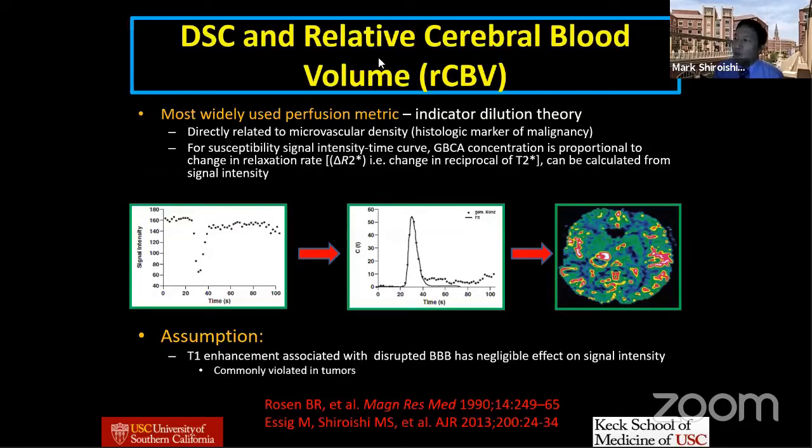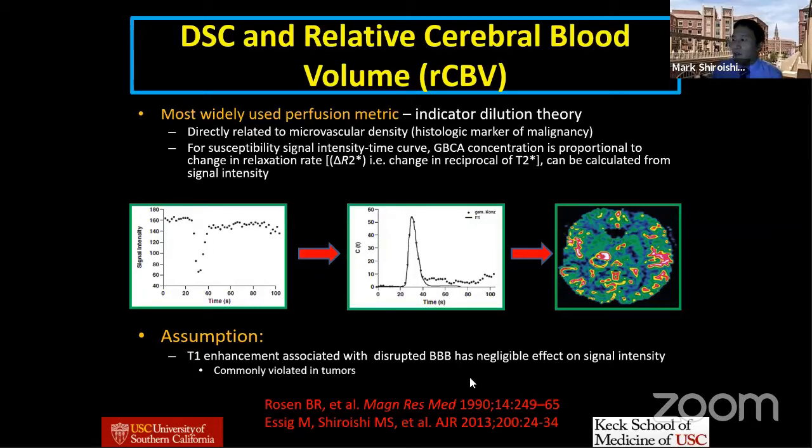So the main perfusion value that is used to look at brain tumors is what's called relative cerebral blood volume. So in general, high relative cerebral blood volume is generally not a good thing. It can be an indicator of progressive tumor, of a higher grade of tumor, whereas lower relative cerebral blood volume is good in brain tumors, indicating that's potentially just what we call post-treatment radiation effect.